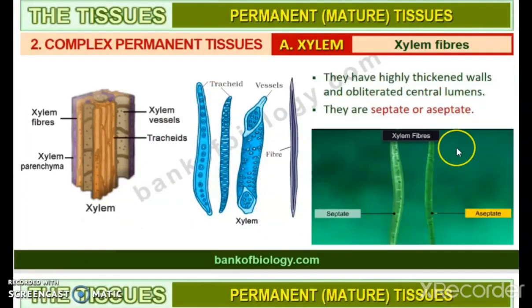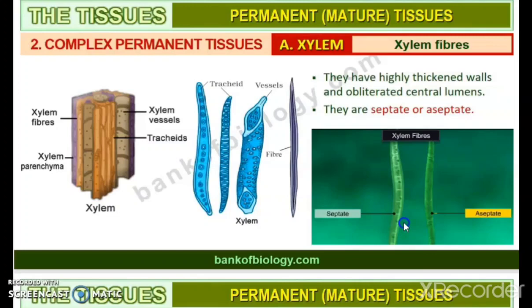Okay. Now let us learn about the next element, which is the xylem fibers. So they have thickened walls and obliterated central lumen. So they have highly thickened walls. You can see the walls of the fibers. These are the xylem fibers. You can see it is very thickened, and you can see the walls here, right? So they are very thickened, and the central lumens are obliterated.